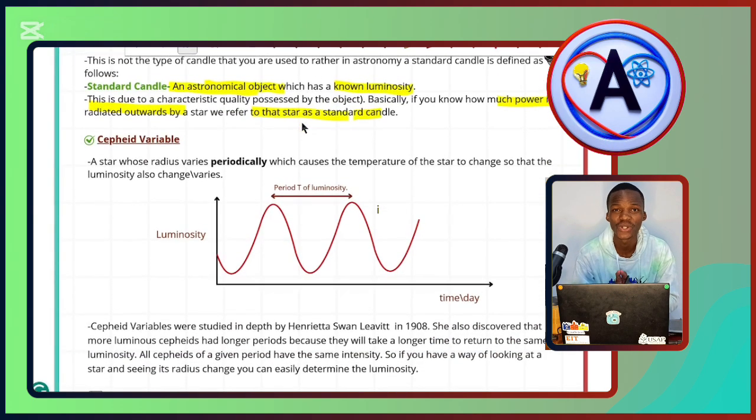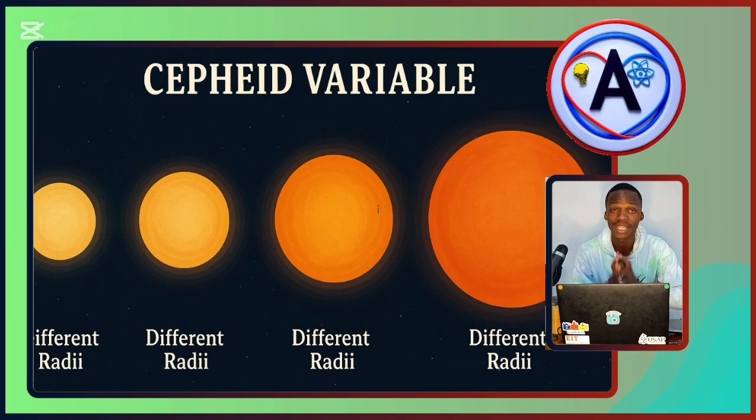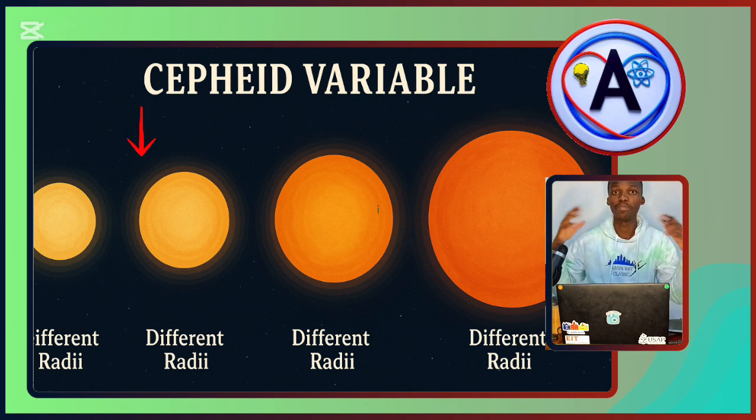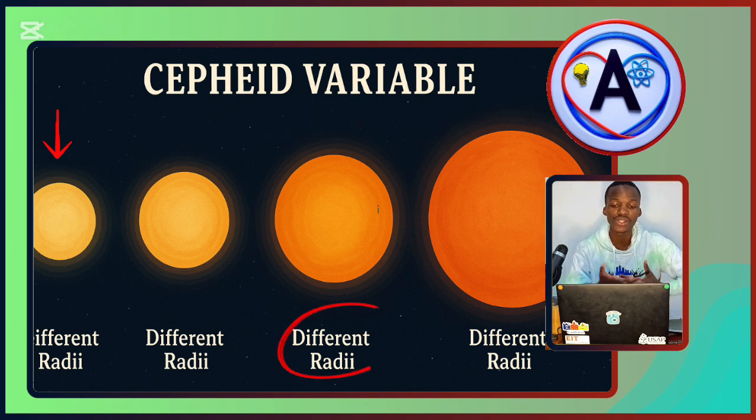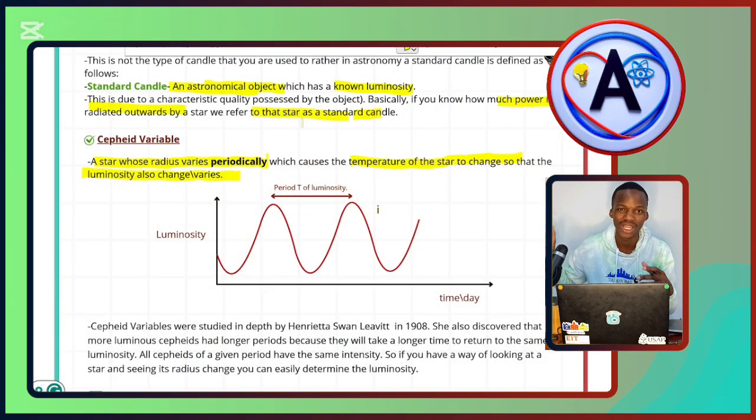The first one is what's known as a Cepheid variable. What is a Cepheid variable? It's basically a star whose radius varies periodically, which causes the temperature of the star to change. So the luminosity also varies. You have a star, and it's going to expand, more like twinkle, twinkle, little star. The star is going to get bigger and smaller, bigger and smaller. So as the radius changes over time, the luminosity also fluctuates over time.